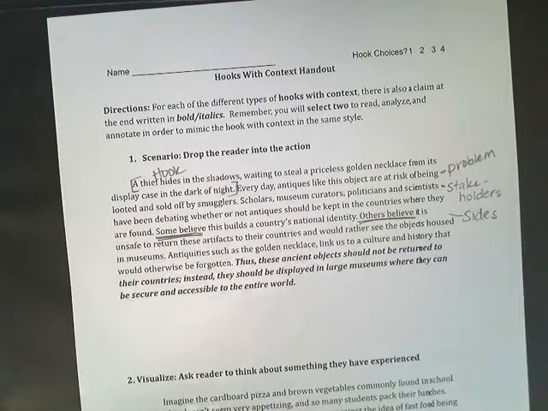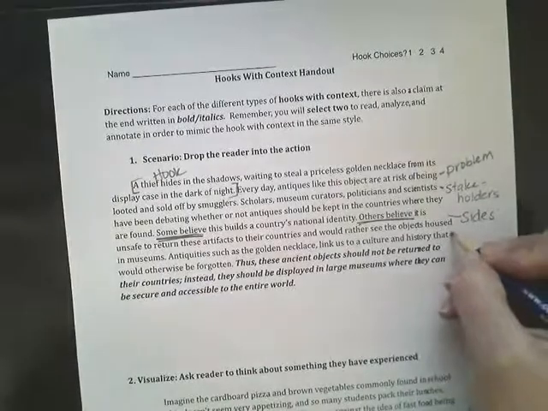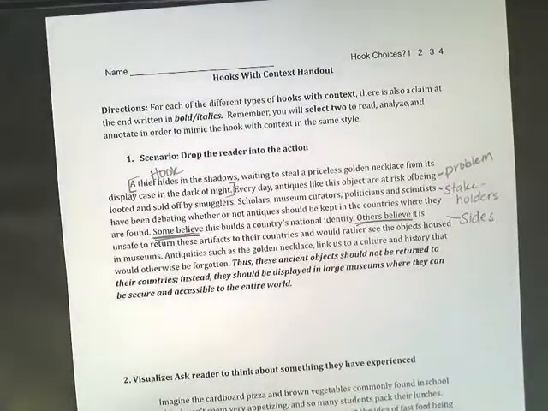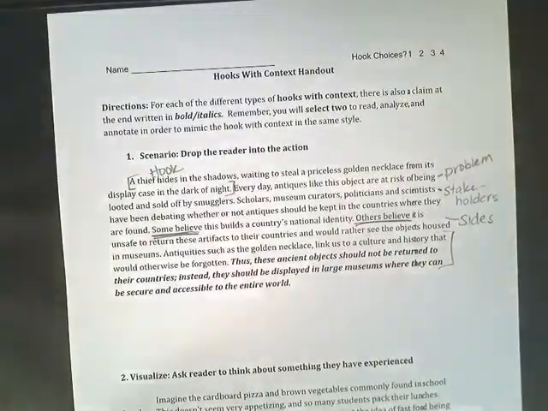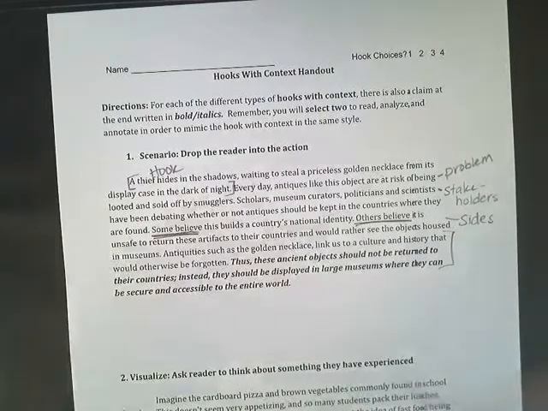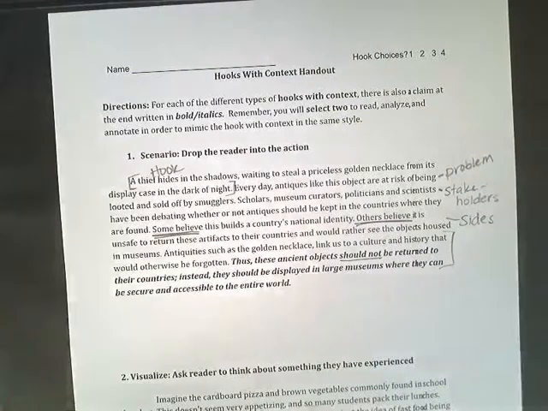Antiques such as this golden necklace link us to a culture and history that would otherwise be forgotten. So this is actually a reason. I'm not even going to write it because technically that's not even part of context. I think it's part of a 2-sentence claim right there. So that would probably be one of the points that this author makes, is that it links to culture and history. And then we've got obviously the claim. Thus, these ancient objects should not be returned to their countries. Instead, they should be displayed in large museums where they can be secure and accessible to the entire world. So we've got that should or should not statement for those of you who still need help with claims.